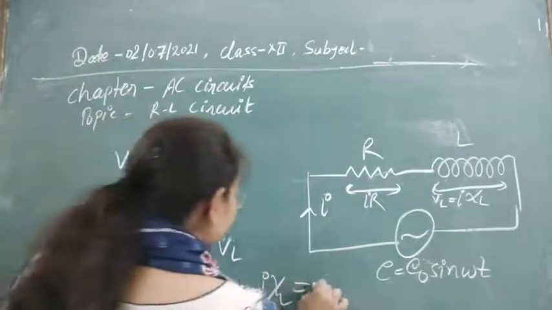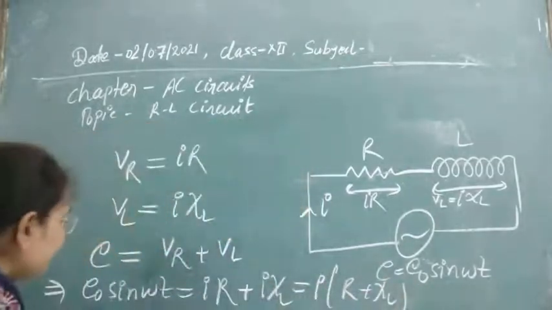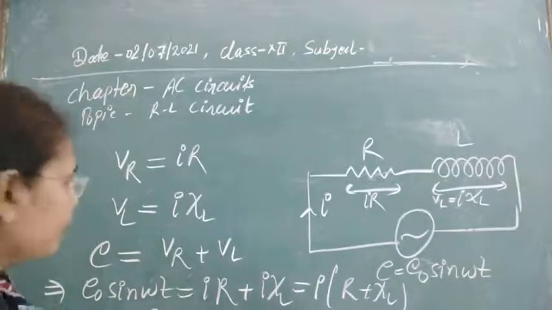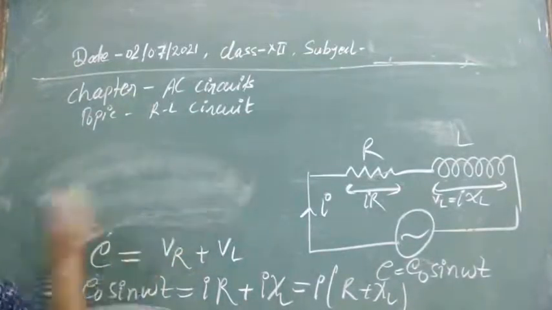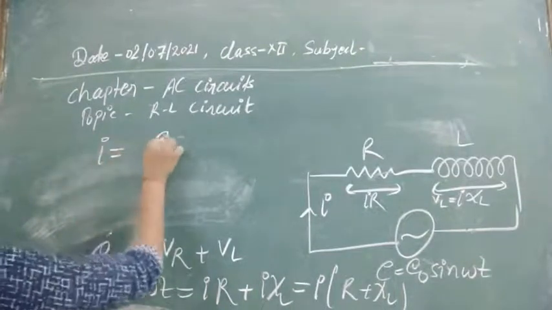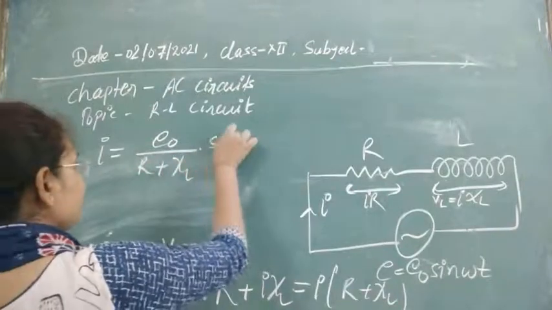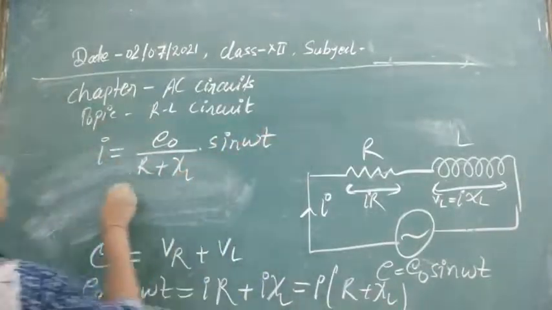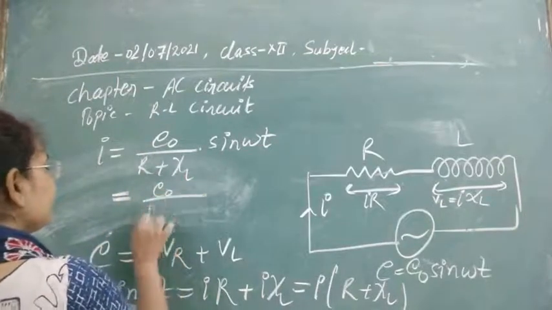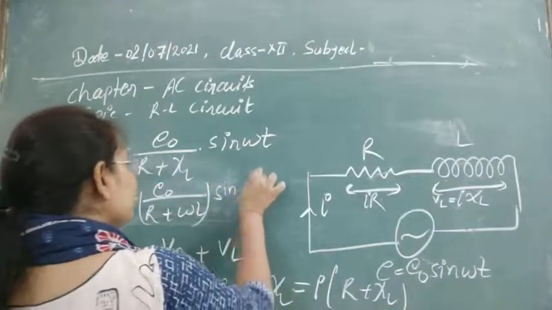So from here we can take I common. This will be R plus chi L. And finally, if you have to find the instantaneous current, then I is equal to E0 upon R plus chi L into sine omega t. And also in place of chi L you can write here R plus omega L into sine omega t.